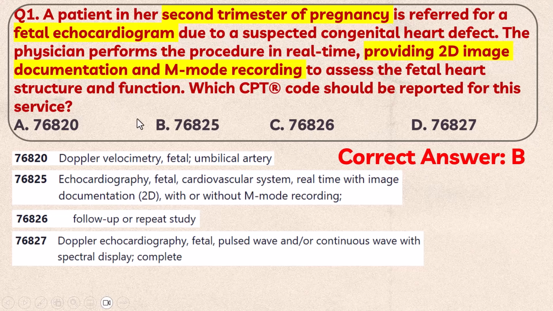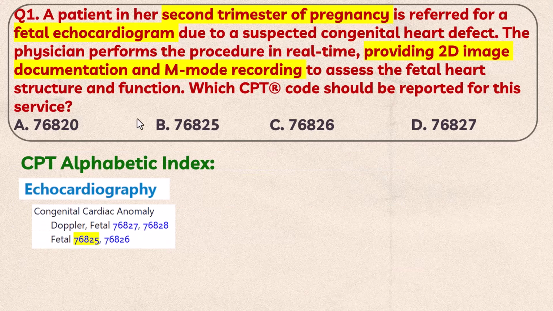That is answer B. If you encounter this case in a real working scenario, you have to use the CPT alphabetic index. In the CPT alphabetic index, the main index term is echocardiography. Once you go there, the subterm is congenital heart anomaly and fetal.